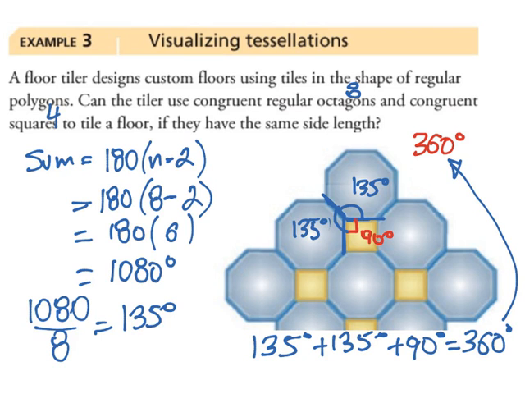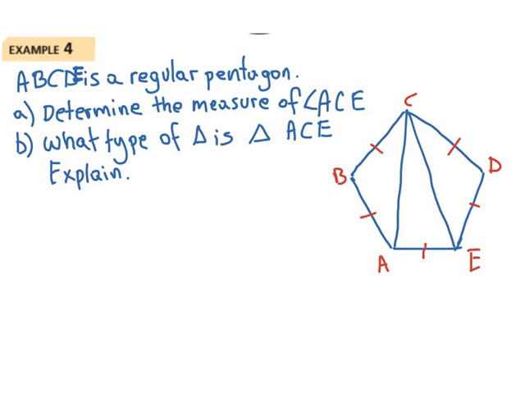Let's move to the next example. ABCDE is a regular pentagon. That means it's 5-sided and all the sides are equivalent. That's what the little ticks are. Determine the measure of angle ACE.